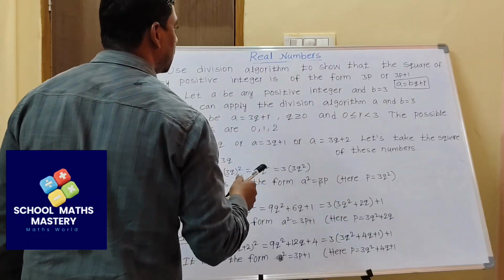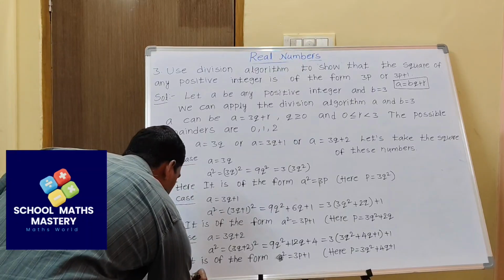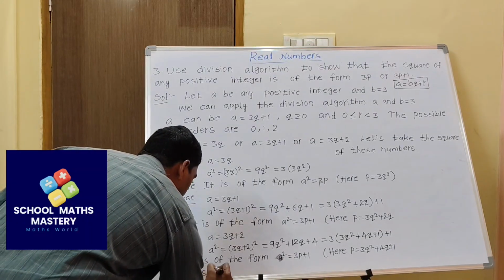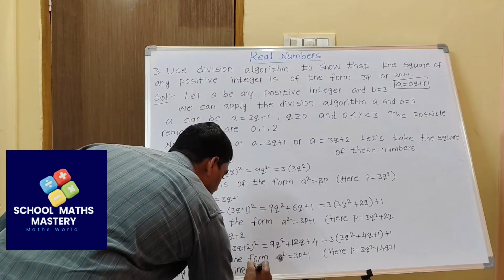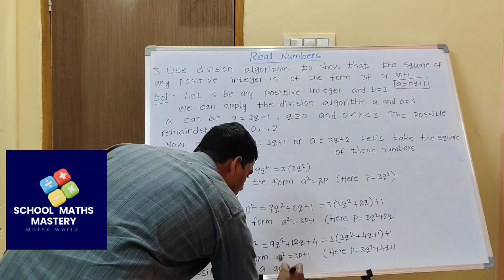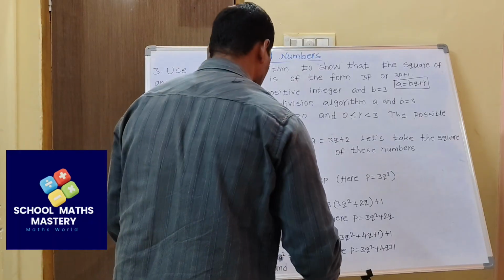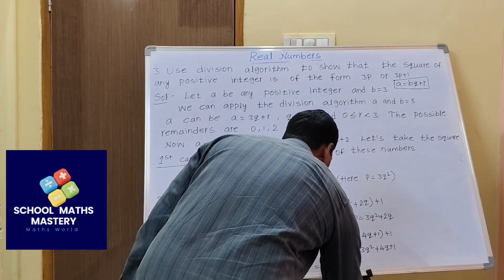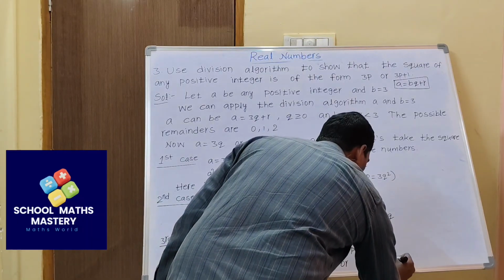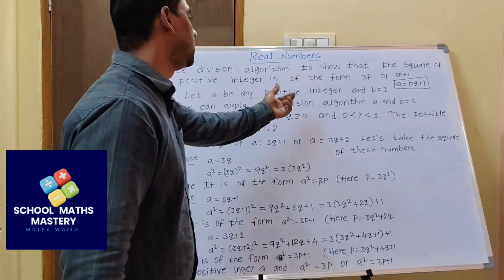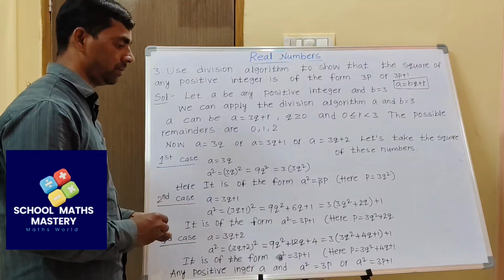Use division algorithm to show that the square of any positive integer a, a square equals 3p or a square equals 3p plus 1. This is the form, 3p or 3p plus 1. Okay, our problem is completed.